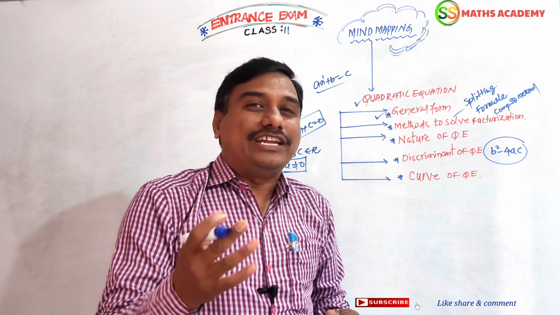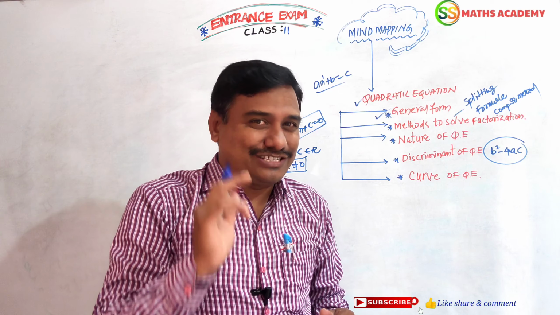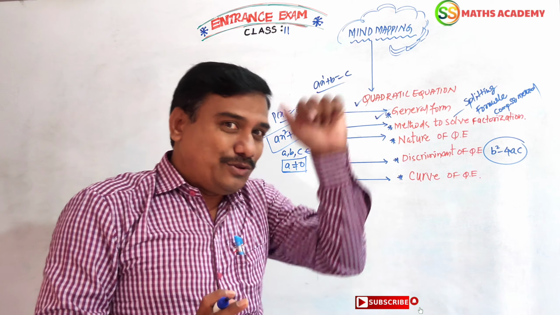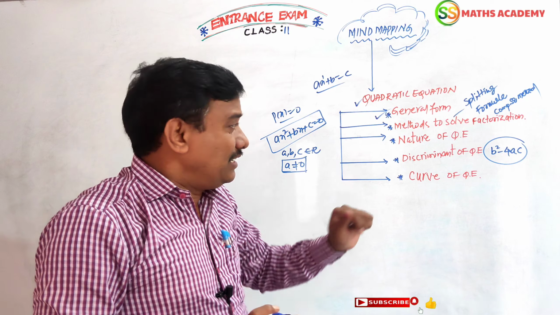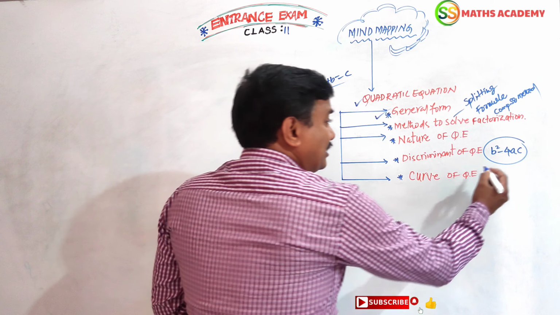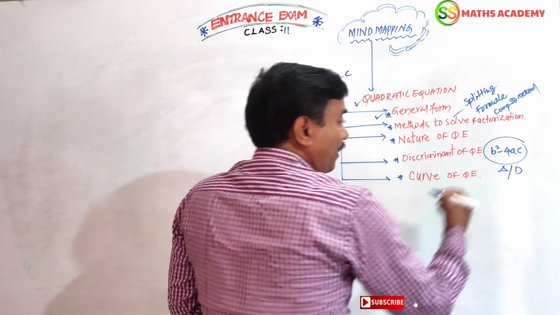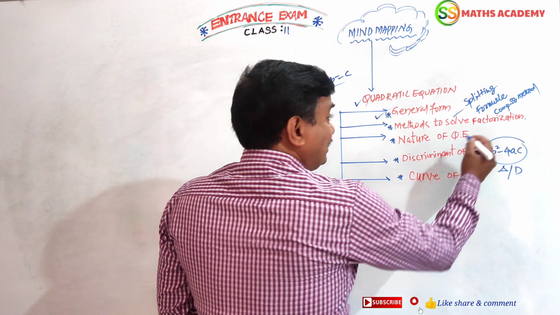Every teacher does not show any discrimination between the students in the classroom. All are equal. The word we are using there. In our Indian constitution also that word will be there. Every person is equal under the Indian constitution. Like that. Here what is the discriminant? b square minus 4ac. What are the 3 natures? The discriminant is denoted by D or delta, and it has 3 natures.